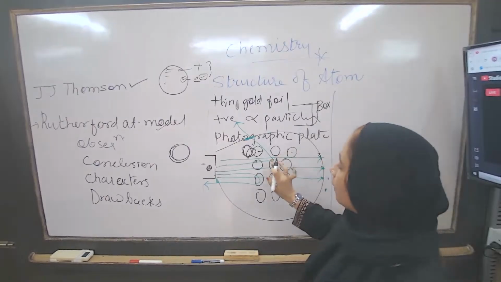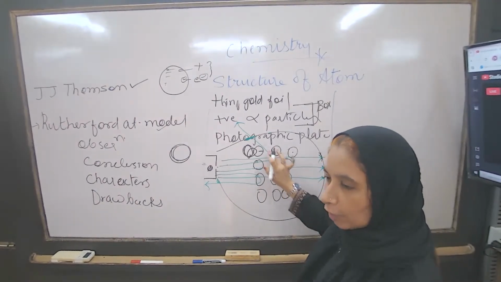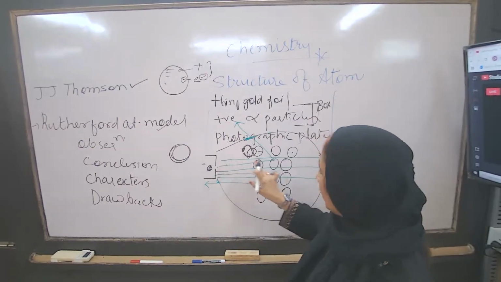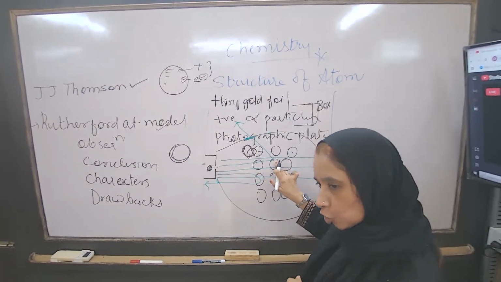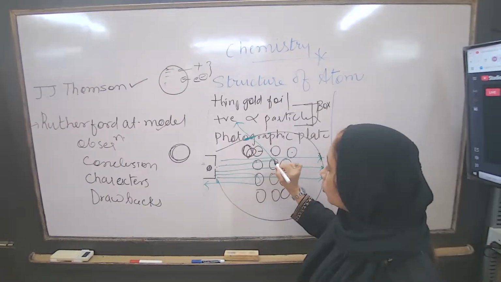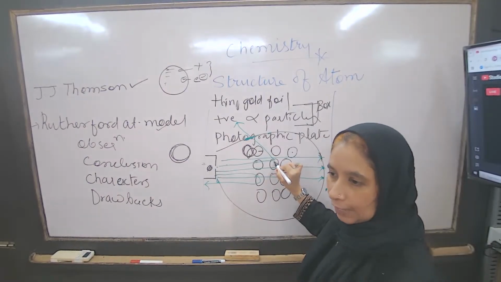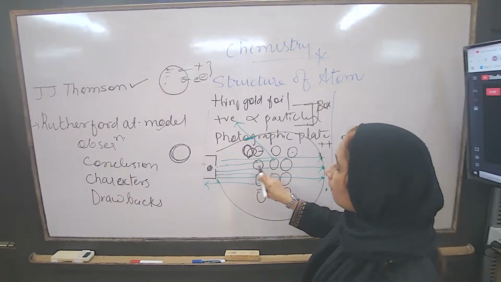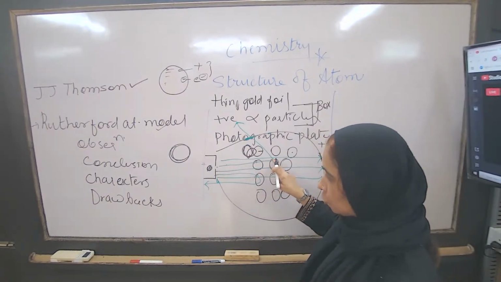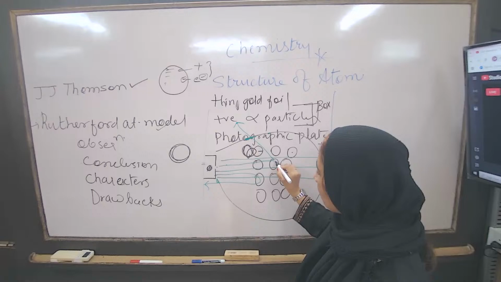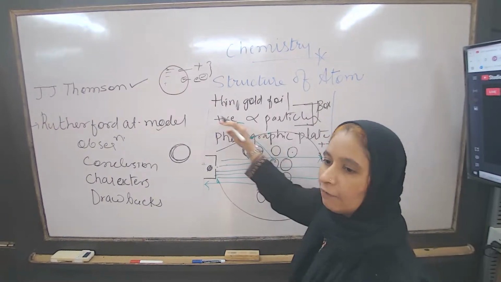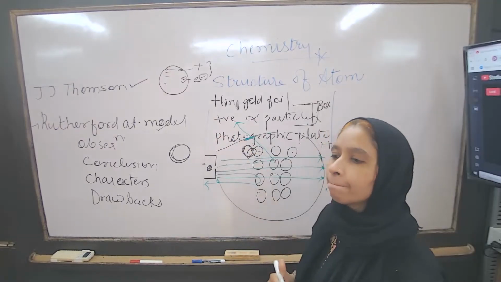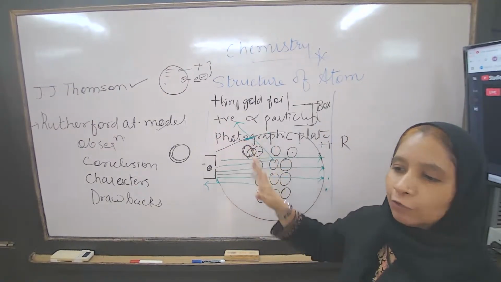Another point, for deflection by some angle: these are positively charged particles. In the center there is a nucleus which is also positive. So what happened? Positive, positive, there is repulsion. The rays which are passing here, positively charged particles, when they come near this nucleus, they are deflected.